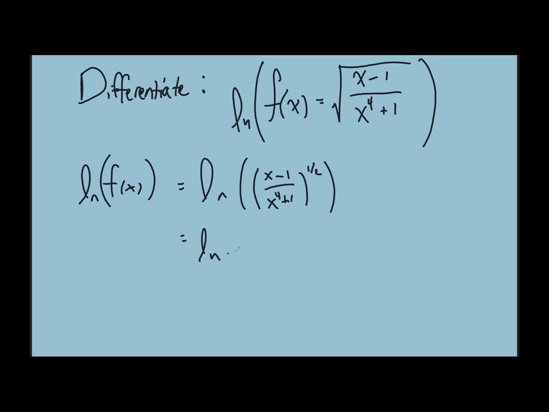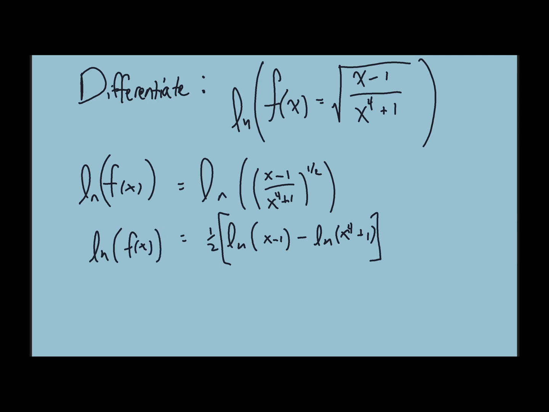So we can bring the 1/2, in fact, I'll bring it out front, equals 1/2 ln. And now we can separate this, so I'm going to do it this way, ln of x minus 1 minus ln of x to the fourth plus 1. Now we haven't done any derivatives yet. We're still over here with the natural log of f of x, which is scary looking on its own. But we've gotten rid of at least a fraction.